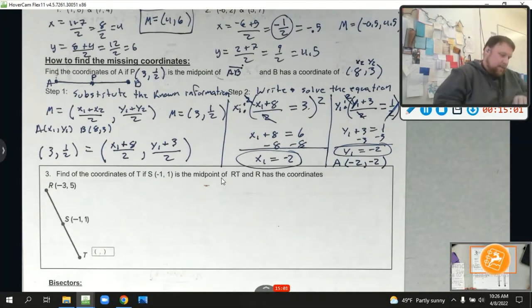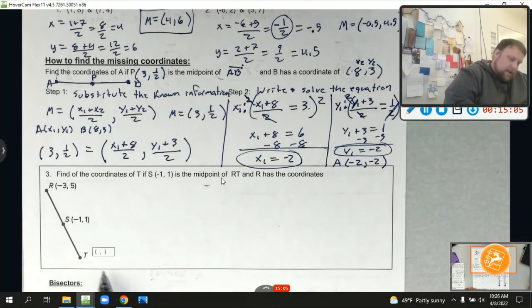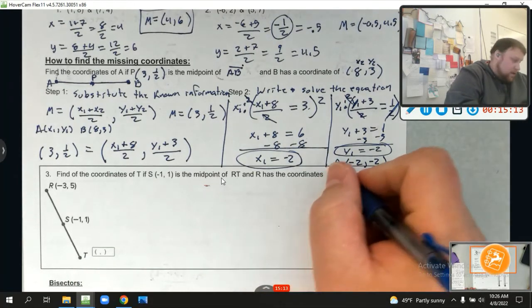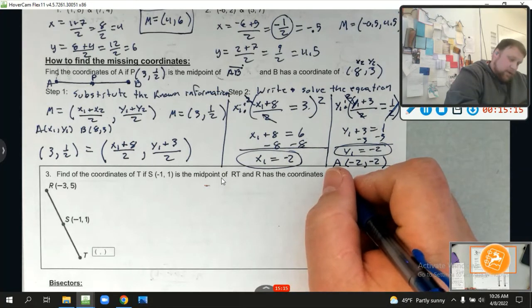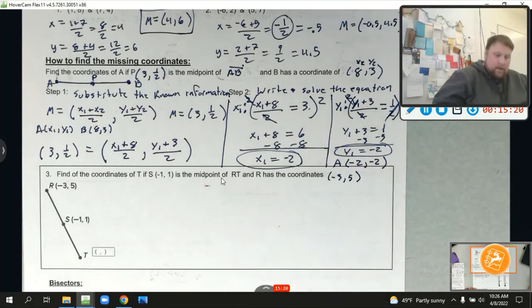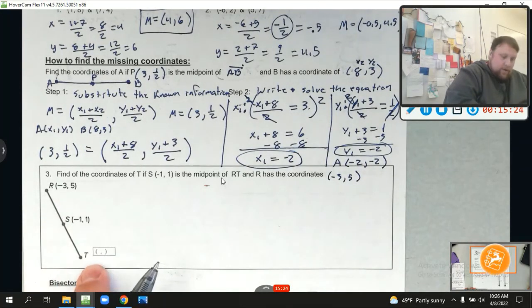I want to find the coordinate of T if S (negative 1, 1) is the midpoint. So we know the midpoint, S, (negative 1, 1), of RT, and R has the coordinate (negative 3, 5). So we see it's already labeled right here, (negative 3, 5). We don't know what T is, but we know S is (negative 1, 1). So what am I going to do?